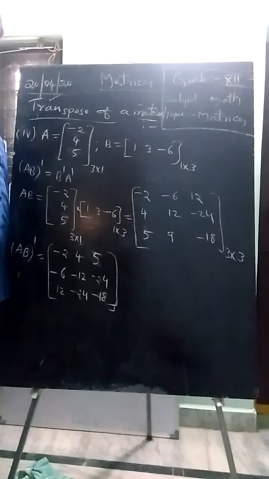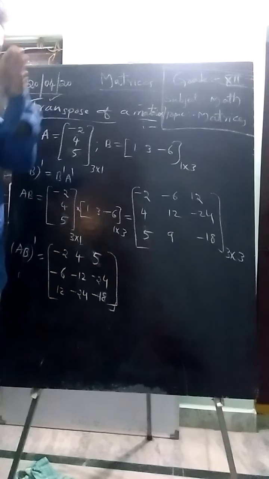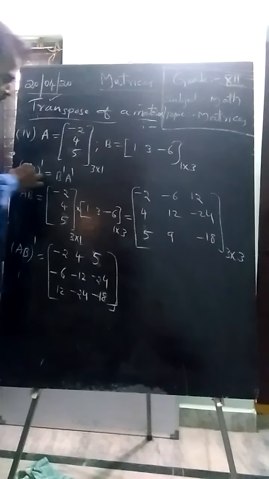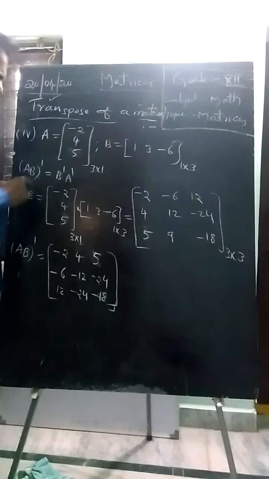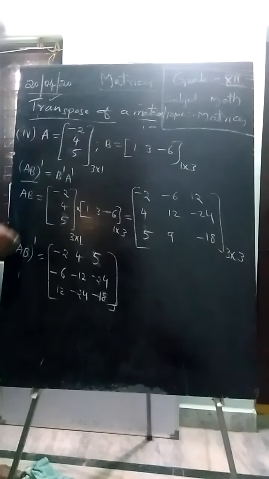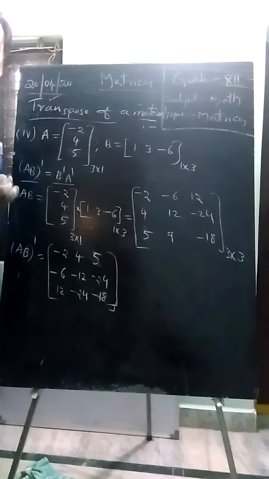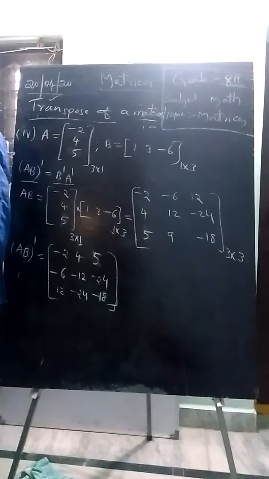So in the previous example, we discussed how (KB)' equals K into B'. I mean, when we multiply by a scalar quantity, how the transpose of the matrix changes, that property we discussed. Let us discuss (AB)' equals B'A'. Let me first find (AB)', then after we will check with this one. Let us find AB first. AB means multiplying matrix A by matrix B. We know by the properties of multiplication of matrices, the number of columns of the first matrix must be equal to the number of rows of the second matrix.